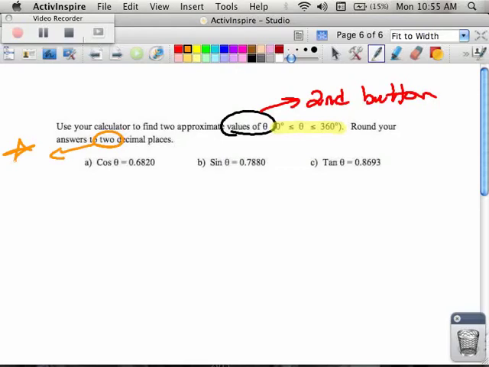So second cosine, and what do you get? Okay, slow down. Second cosine of 0.6820 equals 46.99987... It keeps on going.